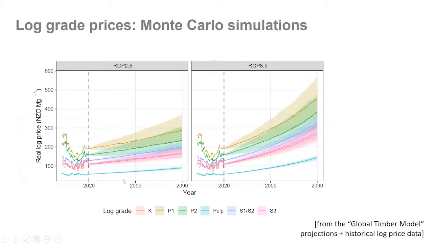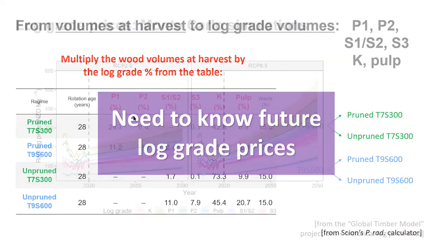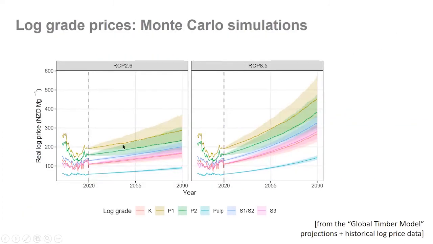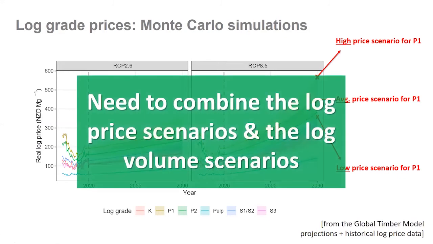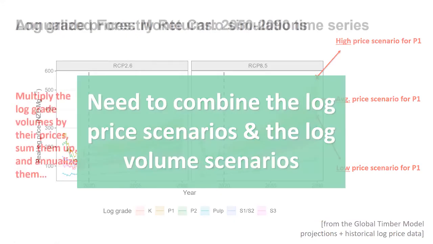And then this is what we have for the 2 RCPs, okay? So here we have the historical data, and here we have the projections after 2020. And again, because we have different ranges here, we can use them to create high, average, and low log price scenarios. In this example, we have those scenarios for RCP 1, okay? All right. Now, all we need to do is to combine the log price scenarios and the log volume scenarios to create the annualized forestry returns that we're going to use in our portfolio analysis, okay?